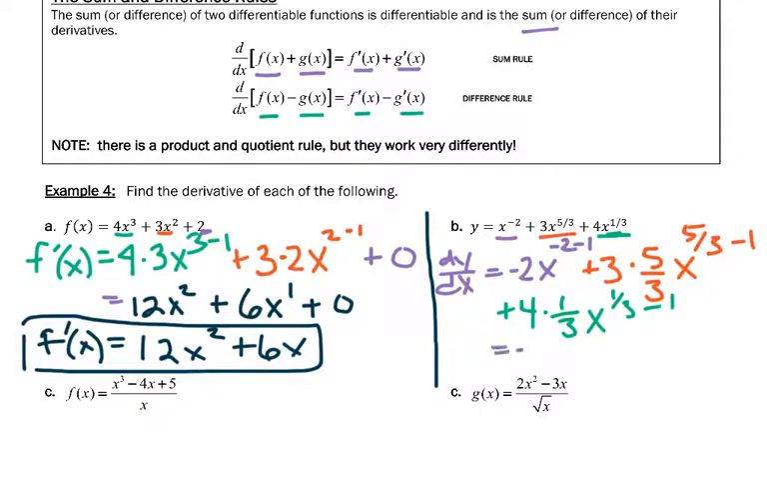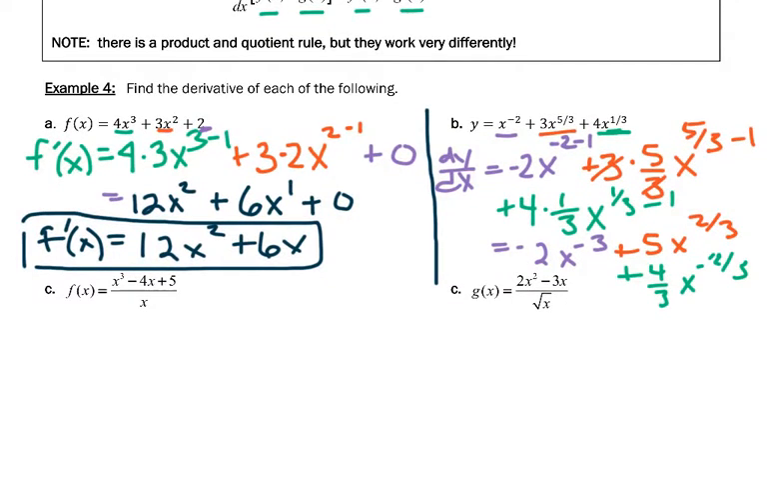So simplifying, we get negative 2x to the negative 3, plus this 3 and 3 cancel, giving us 5x, and then 5 over 3 minus 1 gives us 2/3, plus we've got 4 over 3 here, x to the negative 2/3.